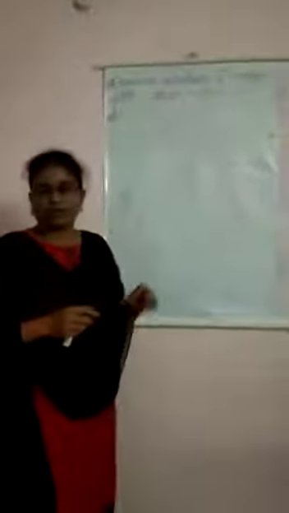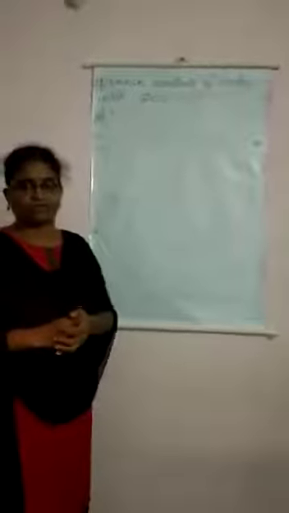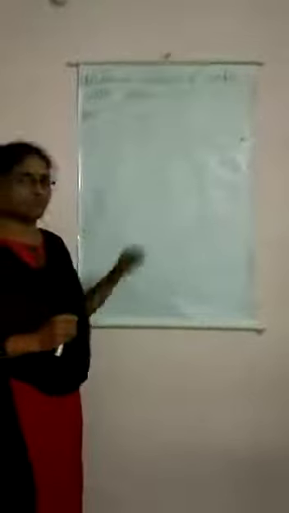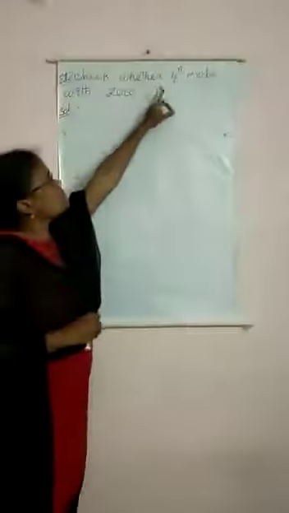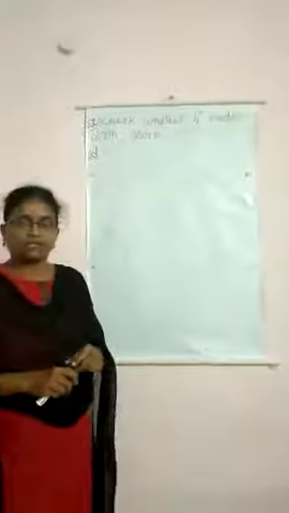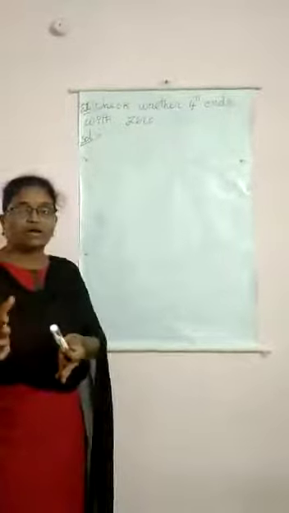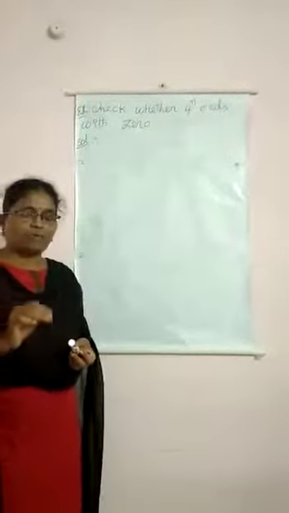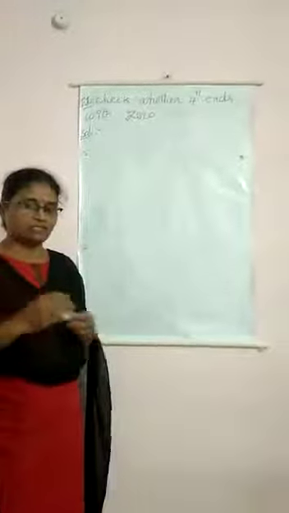This is one of the applications of the fundamental theorem of arithmetic, prime factorization. Very important sum, one of the important sums. So what is this? Check whether 4 power n ends with 0 or not. If a number ends with 0, the prime factorization should contain... take some examples.